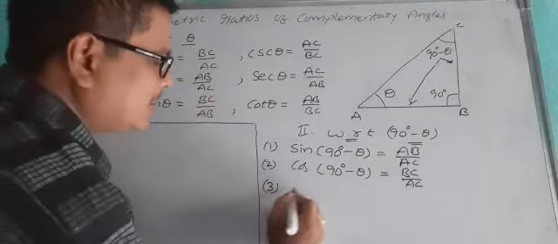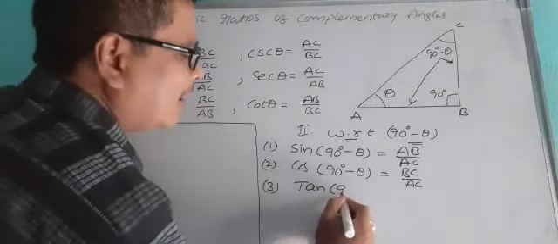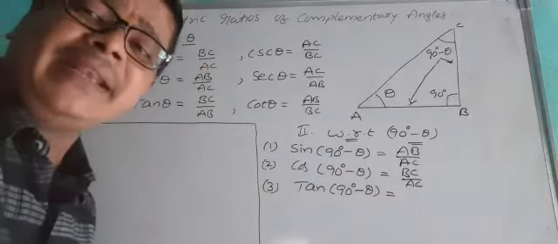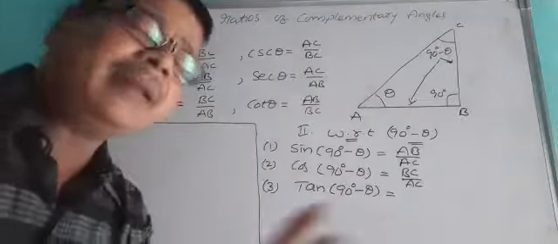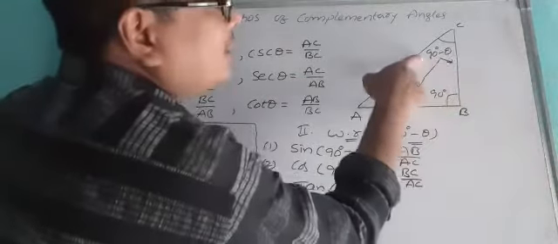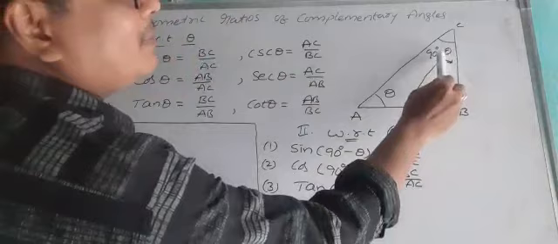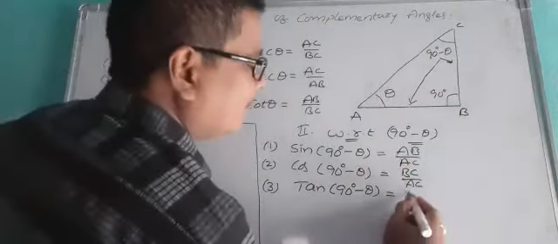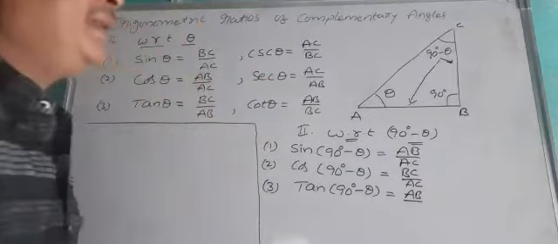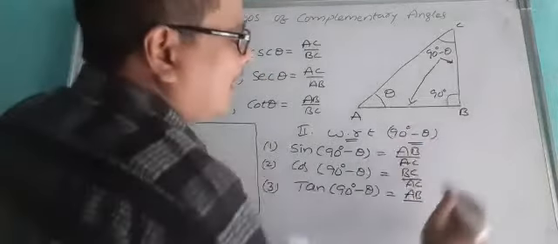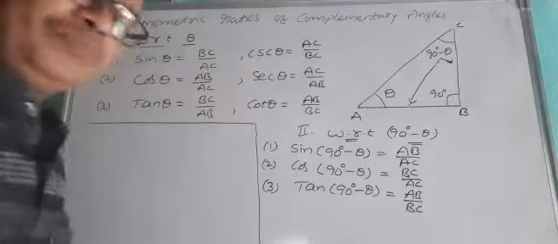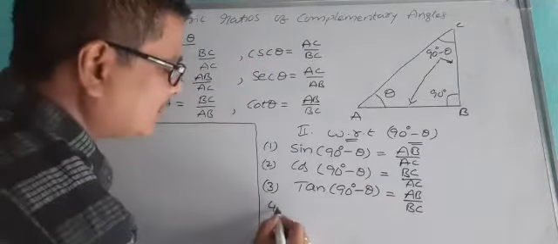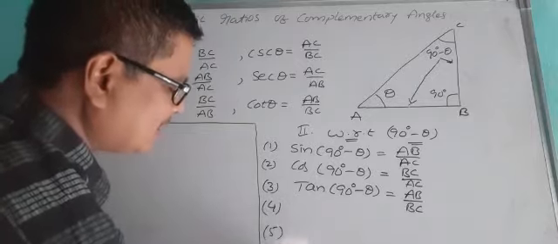And the third one is tan 90 minus theta. What is meant by tan 90 minus theta? Tan 90 minus theta means the opposite side of 90 minus theta. With 90 minus theta, its opposite side is AB, by the adjacent side, that is BC. Now you write the reciprocals, 4, 5 and 6.